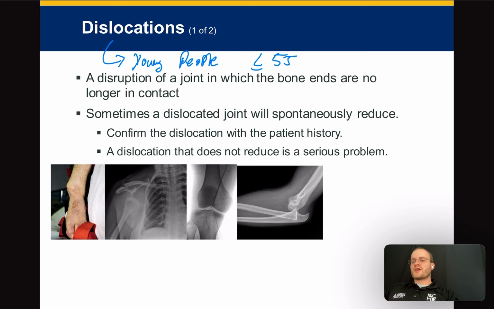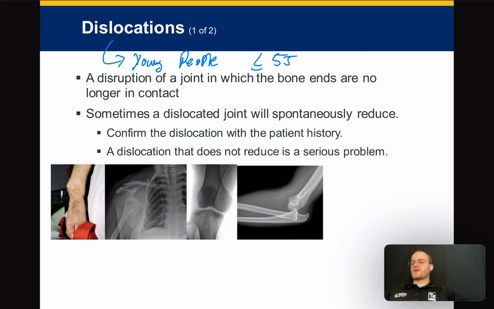Sometimes a dislocated joint will spontaneously reduce, okay? Reduction is where the joint will pop back to where it's supposed to be. Now, you may have seen these weirdos that will pop their shoulder out and then pop it back in. It sickens me when they do that. If your shoulder's always dislocating, I get why you would do that, but it's just not my thing. It's my ick. It's gross. But sometimes a dislocated joint will spontaneously reduce.